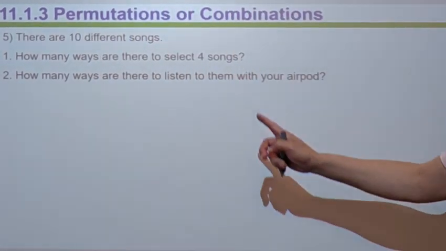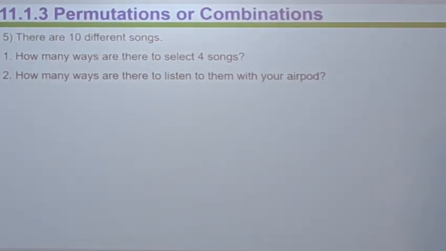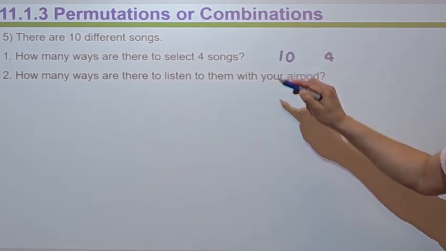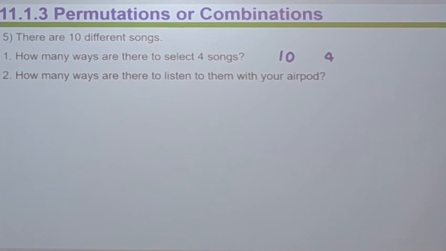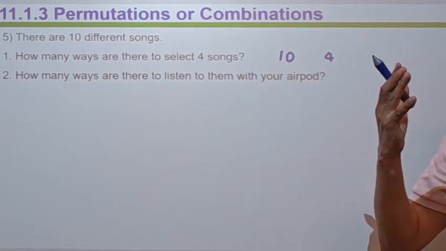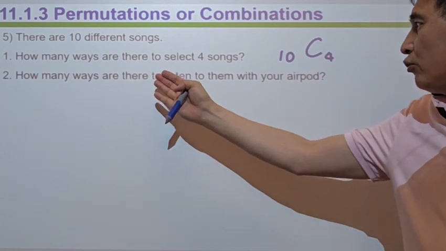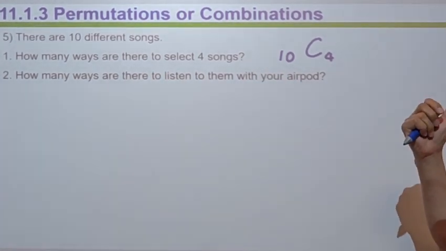So there are 10 songs. Okay? In how many ways are there to select 4 songs? It doesn't say anything, just select 4 songs. Then select 4 out of 10. But what does it say? So just select 4 songs, then order doesn't matter. That's a combination. How many ways are there to listen to them with your AirPods?